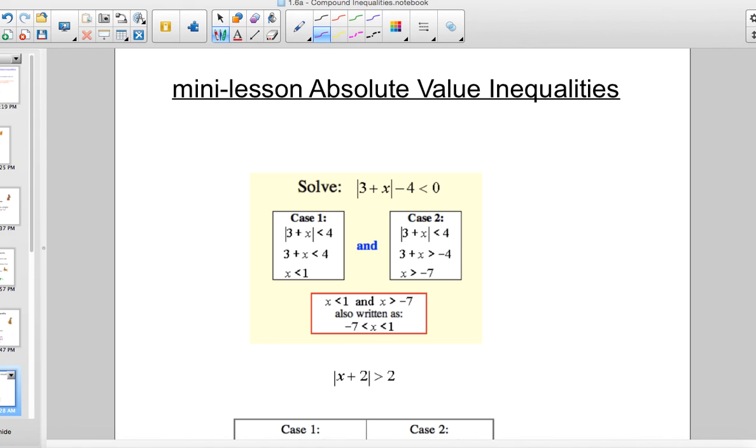Okay, so now the mini lesson with the absolute value inequalities, which I think is actually your only lesson. It's not really split into two. We got a couple word problems. That's okay.